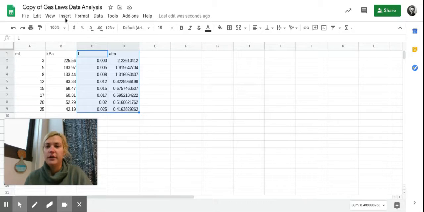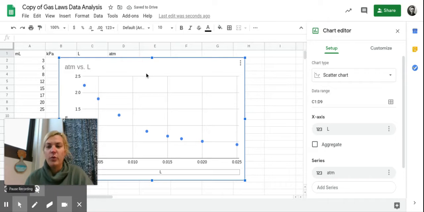Why is it not charting? Insert. Insert. Is it really going that slow? Oh my goodness. It really is going that slow. Okay, cool. So here's our graph, right? Oh my gosh, this computer is so slow. Sorry.